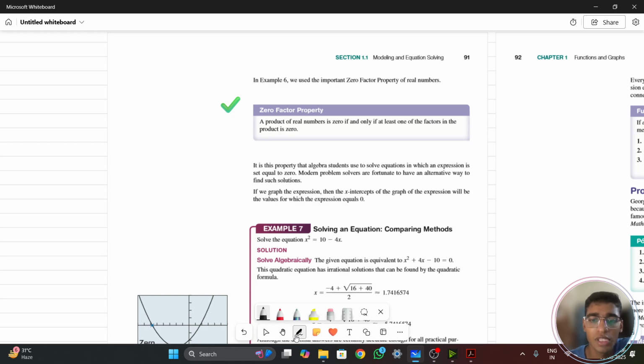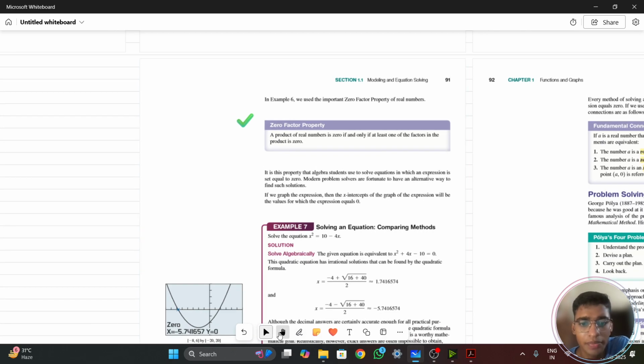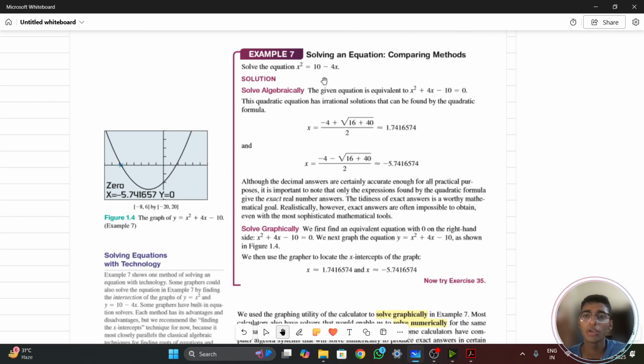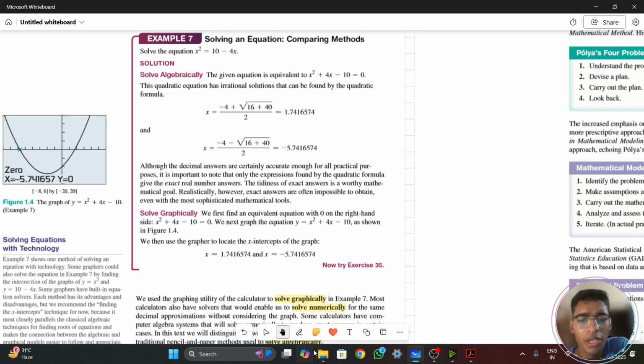Now, moving on to solving an equation through the comparing method. x square equals 10 minus 4x. We have taken it into normal form, that is x square plus 4x minus 10 equals 0. Now we will use the quadratic formula, which you already know about. First, we arrange the equation in normal form, x square plus 4x minus 10 equals 0, and then x equals minus b plus minus under root b square minus 4ac upon 2a.